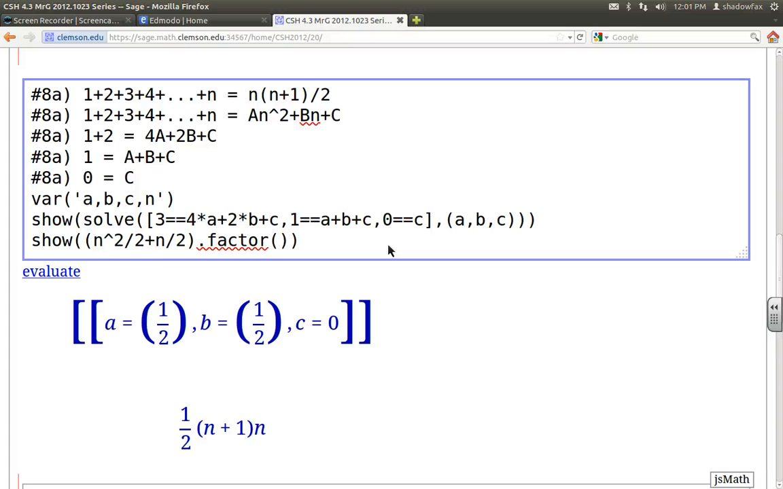What is equal? Equals is either true or false. What solve does is it figures out what a, b, and c have to be to make those equations true. So if you check your work, you plug it back in, they work out, right? Okay, who else is stuck?